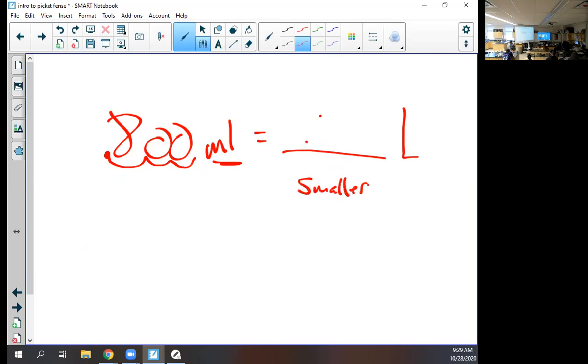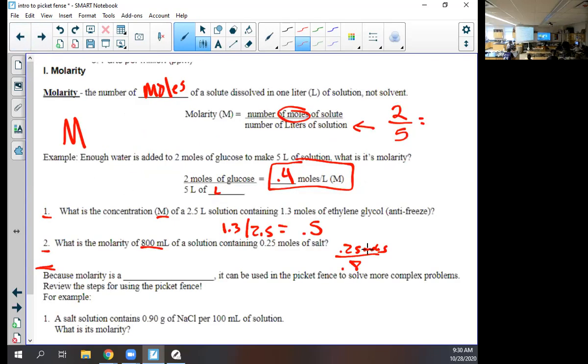So 0.8 is definitely smaller than 800, right? Because I do get some kids who say it is 800,000 liters. They go the wrong way. So just remember, when we make these, the liters are always smaller, 3 decimal places smaller. Okay, so here we go.